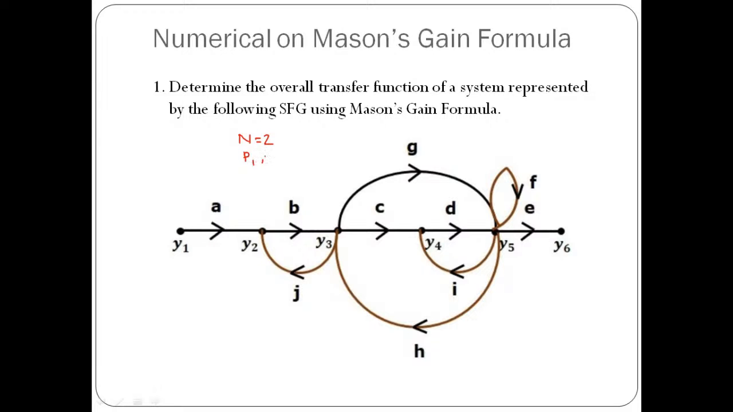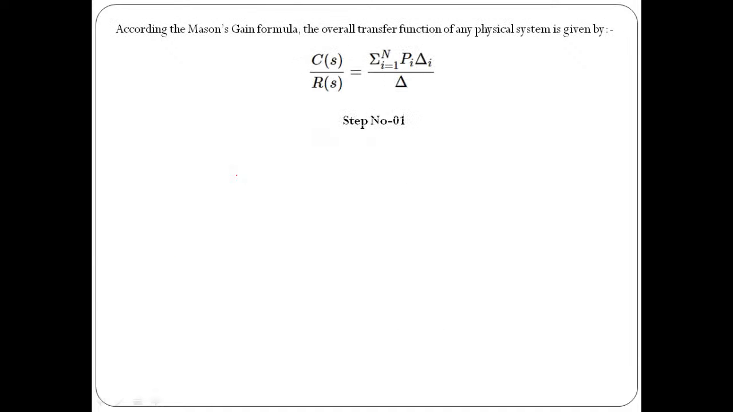and then we calculated the value of P1 and P2, and then we identified that in this case the total number of loops is 5. Then we calculated the loop gain for each loop, and then we calculated the value of delta followed by delta 1 and delta 2. And once we know the value of all these parameters, then it is very easy for us to find its corresponding transfer function. So we applied those steps one by one.